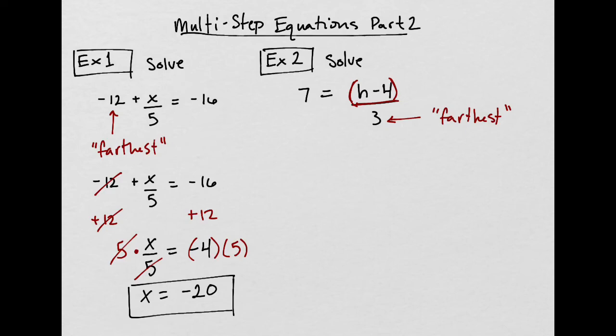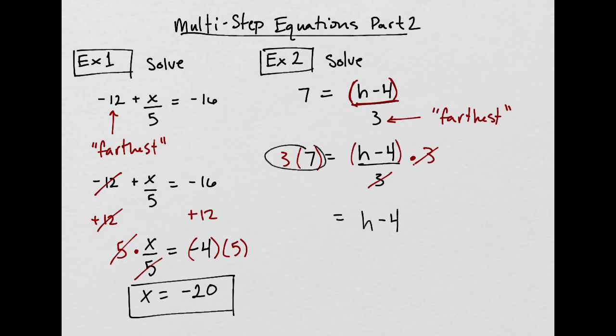And let me rewrite this. So I have all of this divided by 3, which means to undo this operation with the 3, I need to multiply both sides by 3. And that cancels. Great. I don't actually need those parentheses anymore. So I'm just left with h minus 4 here. And 3 times 7 is 21.